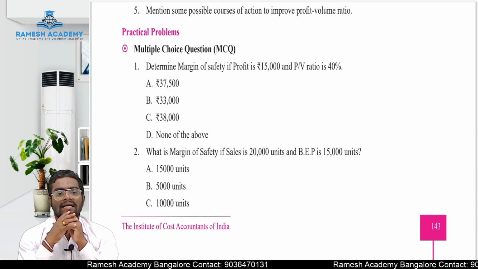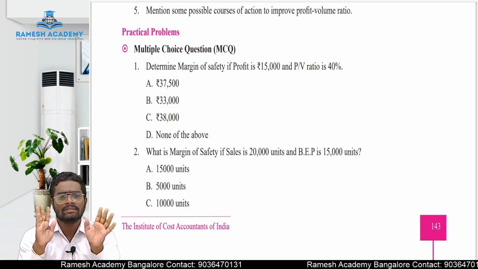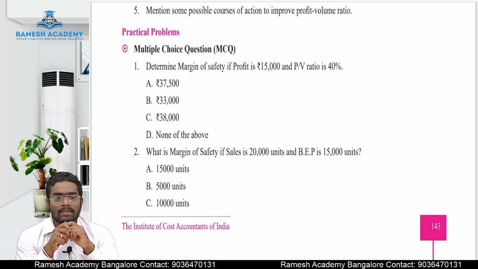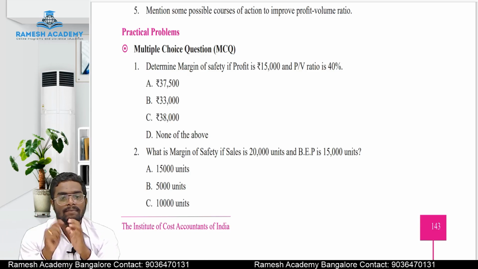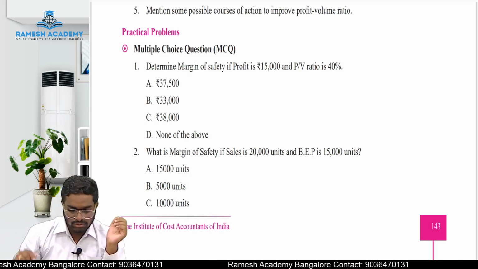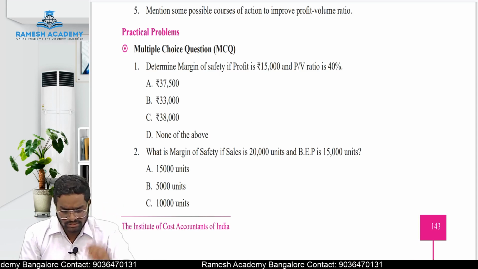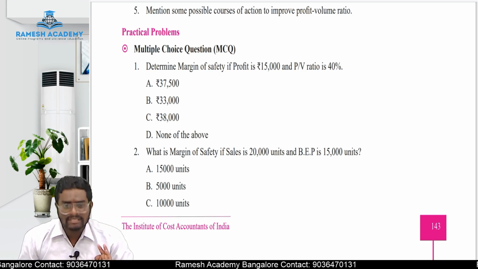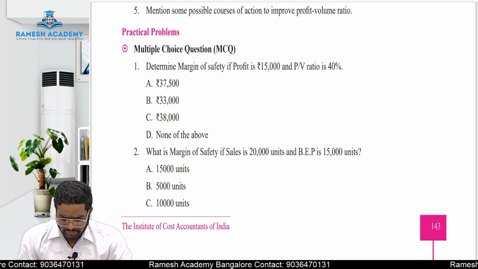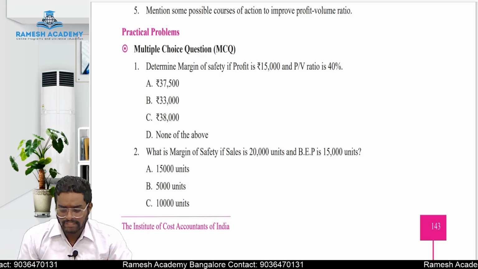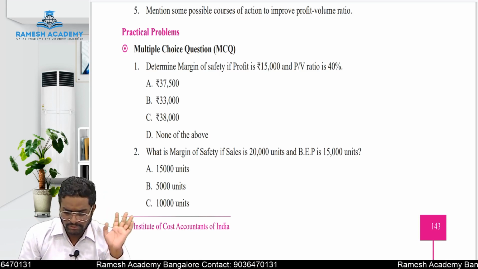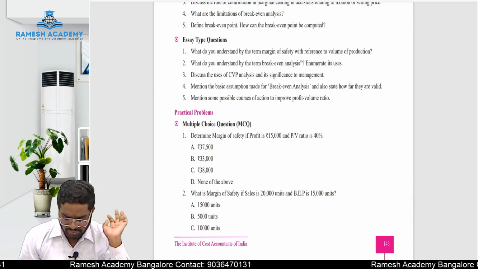So welcome back guys. In this session we'll be discussing all the multiple choice questions and the comprehensive problems which we have left out in the marginal costing chapter. So the first multiple choice question, what is this? They are telling that we have to determine the margin of safety if profit is 15,000 and the PV ratio is 40%. So what is the formula for margin of safety?